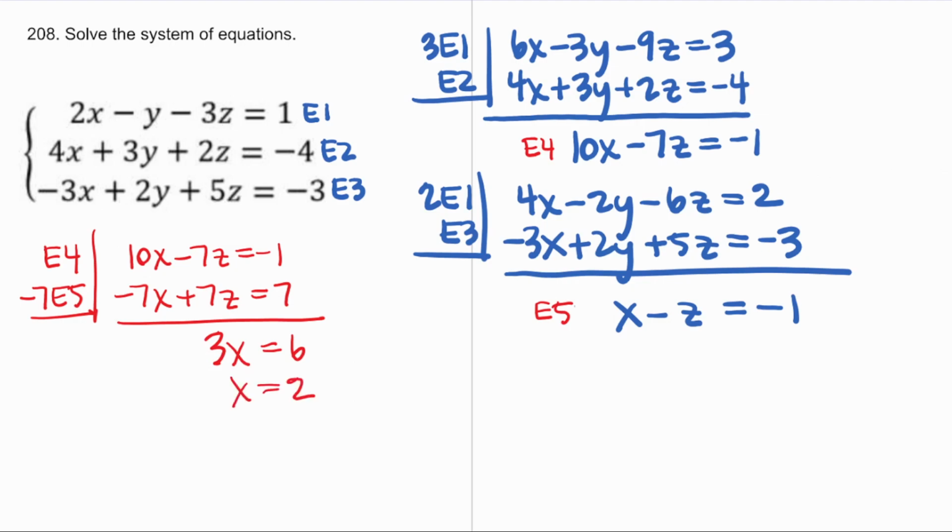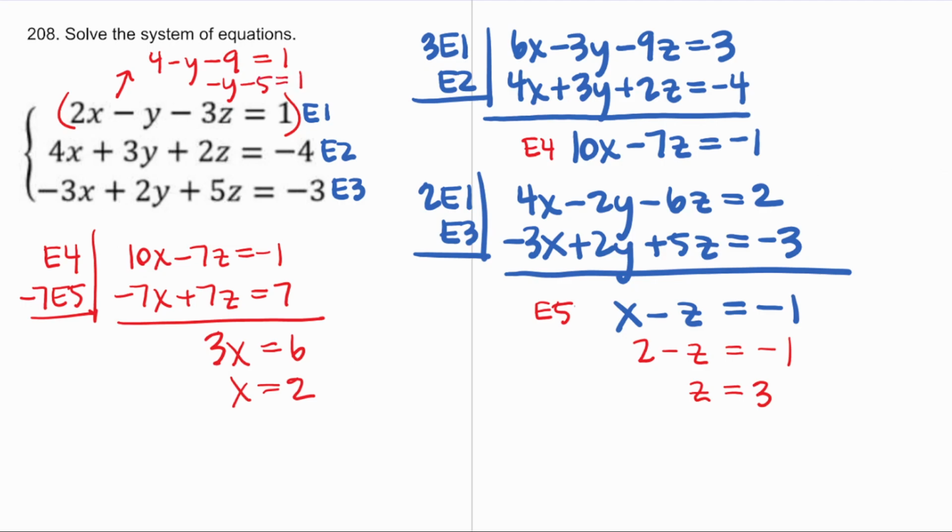Okay, then x minus z equals negative 1. So 2 minus z equals negative 1. That's looking to me like z is going to need to equal 3. Then I can go back to one of my original equations to find the value of y. So maybe I'll go up to the first one. All right, 2x is going to be 4 minus y, minus 3z would be minus 9, and that's going to equal 1. So negative y minus 5 equals 1.